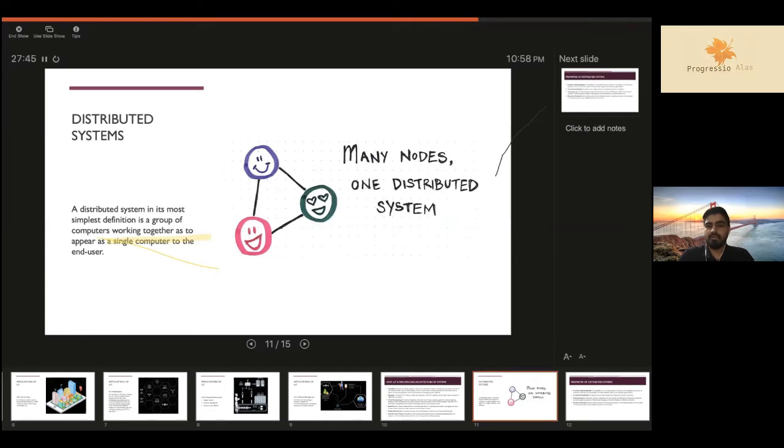This can be like one database that has multiple nodes or multiple servers tied together. So basically, many nodes and one distributed system. That's the basic idea of a distributed system.